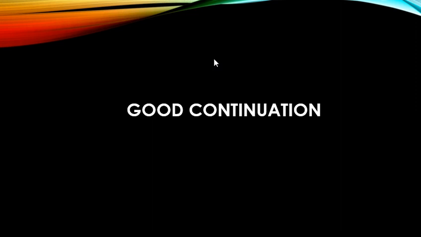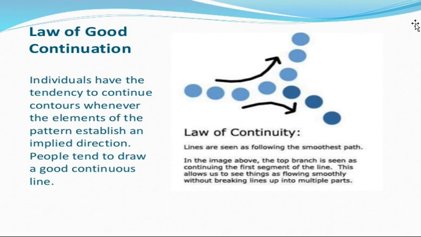The next Gestalt law of perceptual organization is good continuation. The law of good continuation says that individuals have the tendency to continue contours whenever the elements of the pattern establish an implied direction. In this image, the top branch is seen as continuing the first segment of the line. This allows us to see things as flowing smoothly without breaking lines into multiple parts. Whenever we see images or stimulus in this way, our brain automatically perceives it in a form of continuity, in a form of wave, in a form of smooth path.